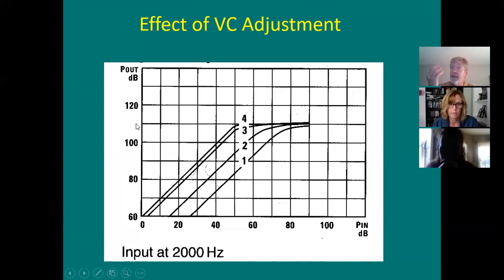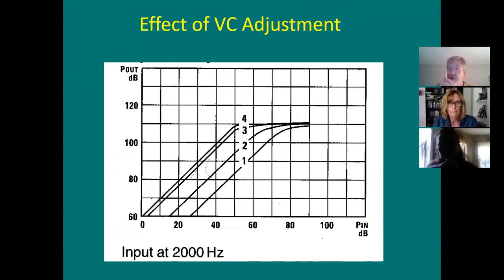So input plus gain is output. Output minus gain is input. If my input is 50 and my output is 110, 110 minus 50 is a gain of 60. Whereas when my volume control was down, an input of 50 meant my output was about 85. 85 minus 50 is 35.